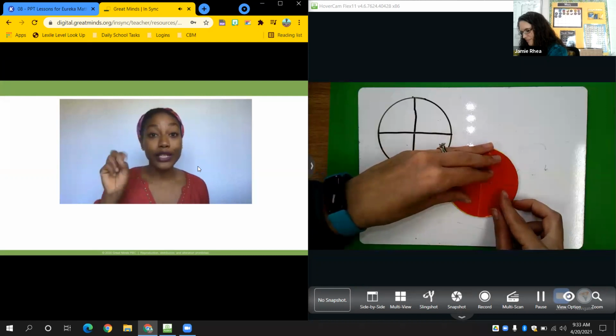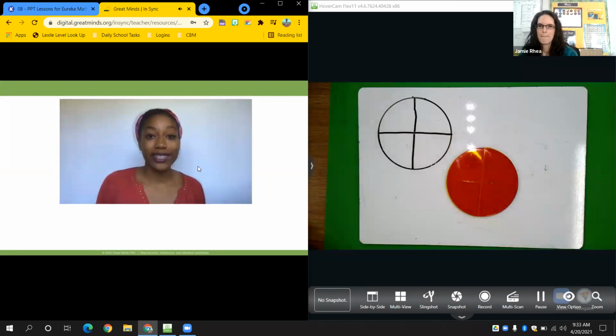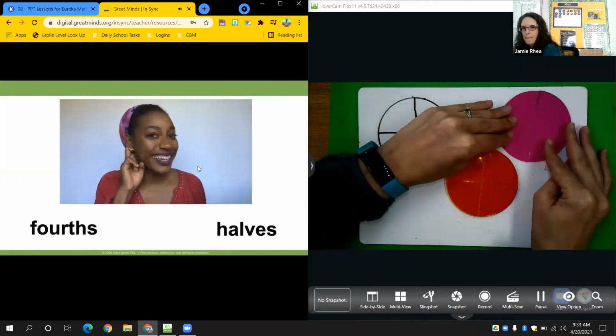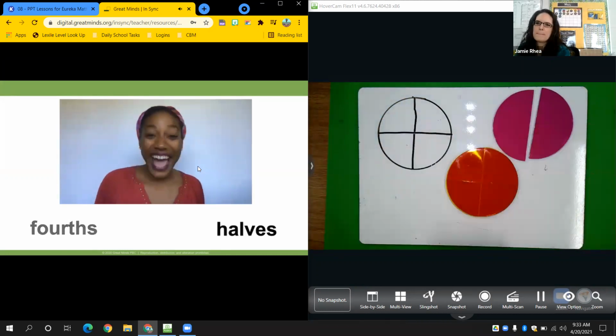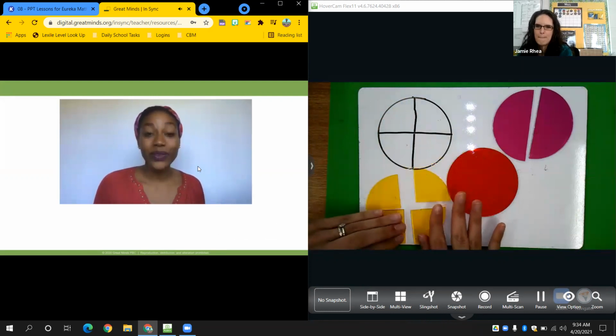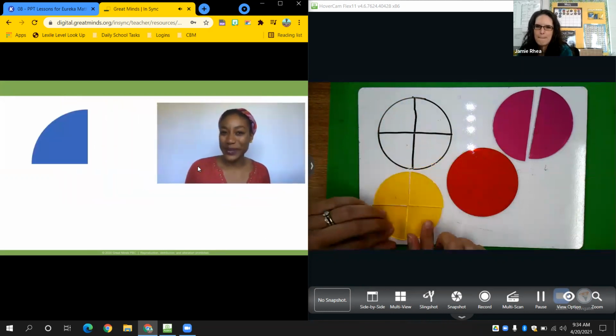What about if you had two people sharing a pizza? I would cut my pizza into halves. We would cut it into two equal pieces that we call halves. Mathematicians, take a look at this shape.